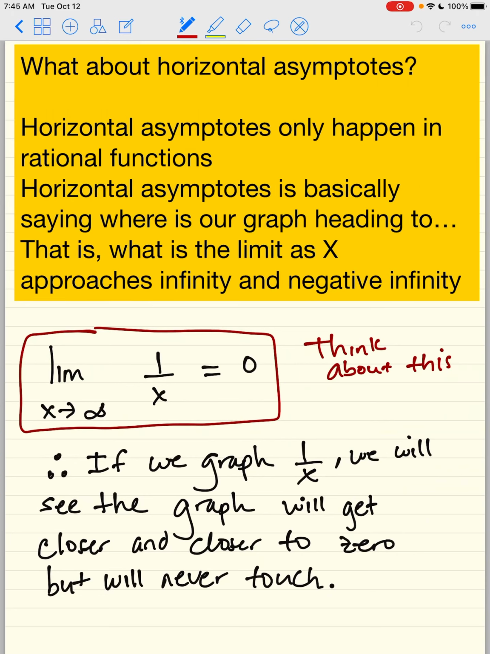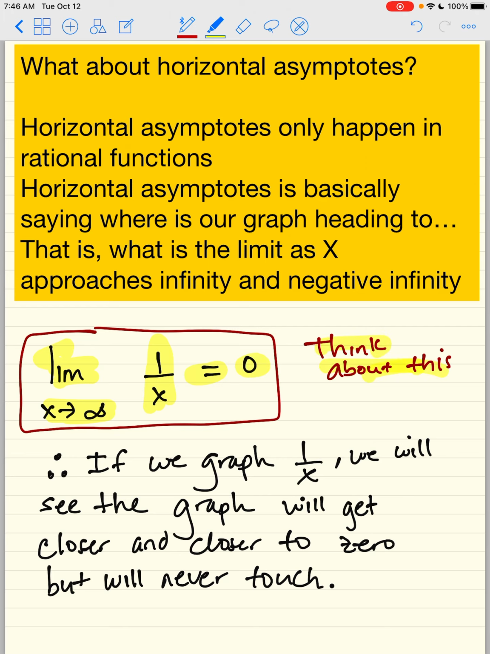What about horizontal asymptotes? Horizontal asymptotes only happen in rational functions. Horizontal asymptotes is basically saying, where is our graph heading to? That is, what is the limit as x approaches infinity and negative infinity? I want us to think about what I have in the red box here. I have the limit as x approaches infinity for this function 1 over x equal to 0.